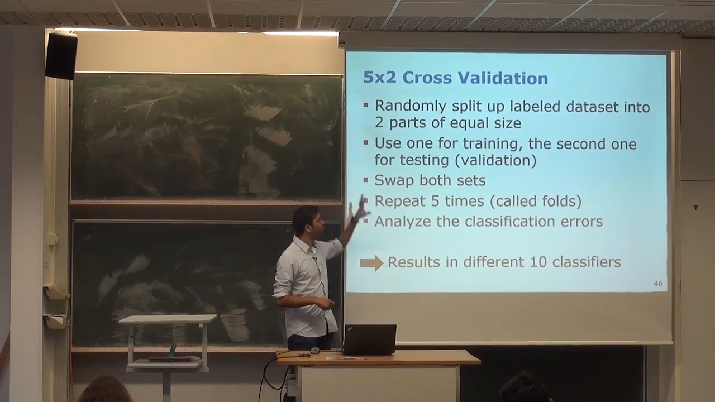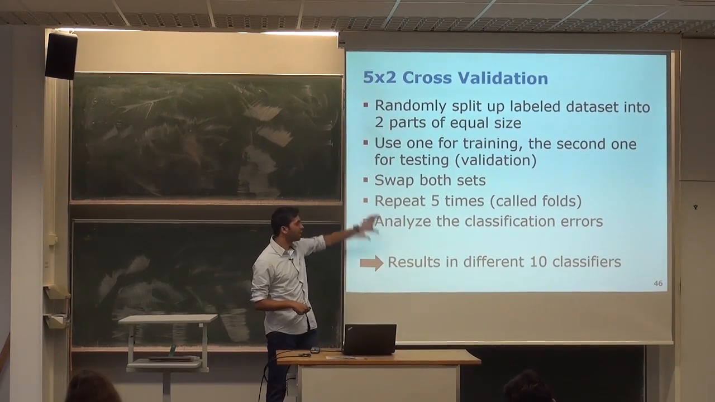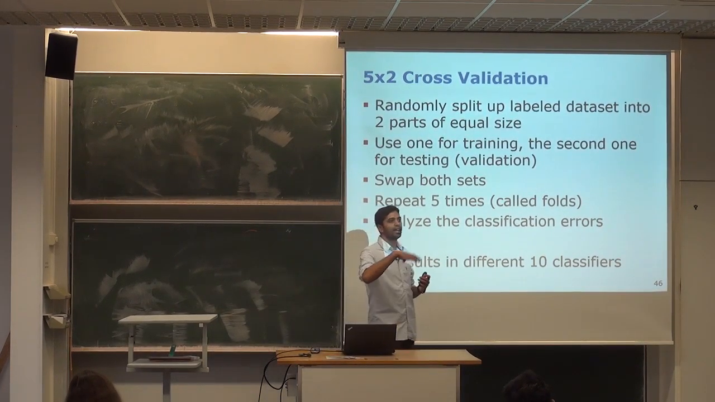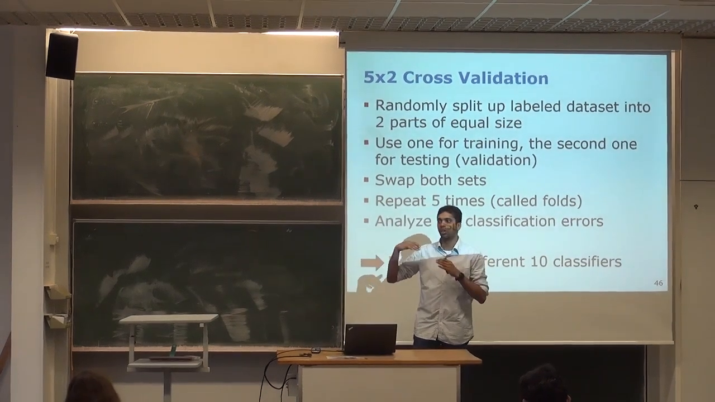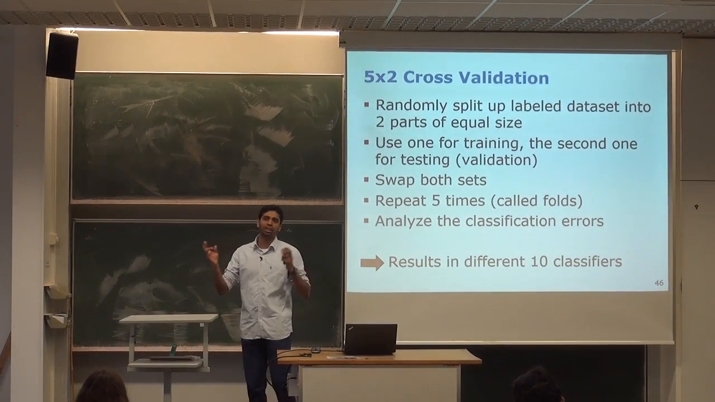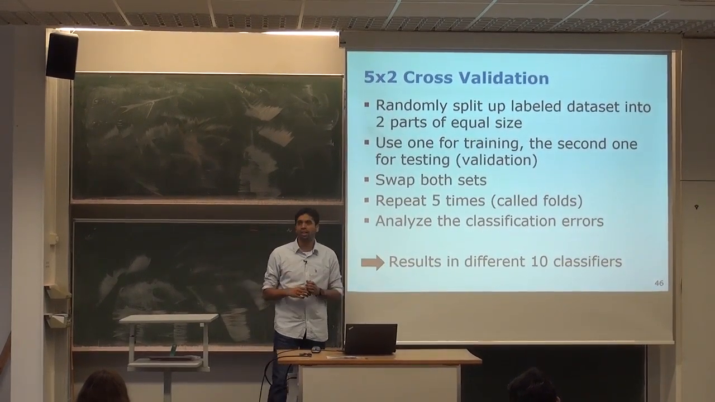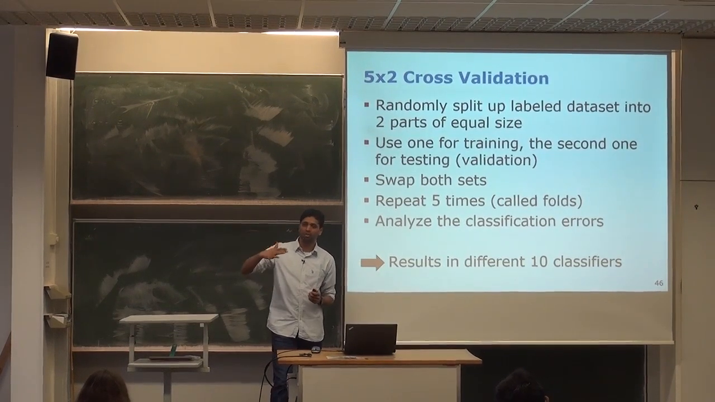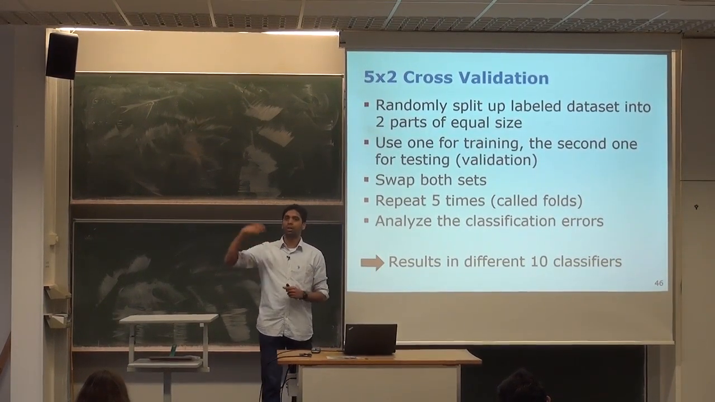So basically, when you do this 5x2 validation, you end up with 10 classifiers, and somehow the classifier that you give out is the one which is on average the best amongst these 10 classifiers. Right? It is one way to make sure that the classifier that you design also works well for new data.